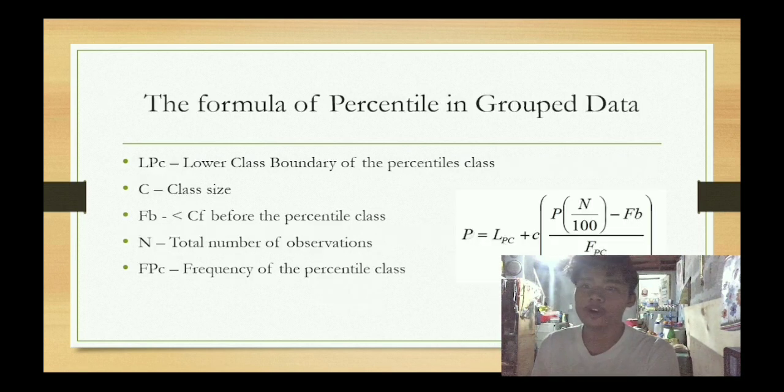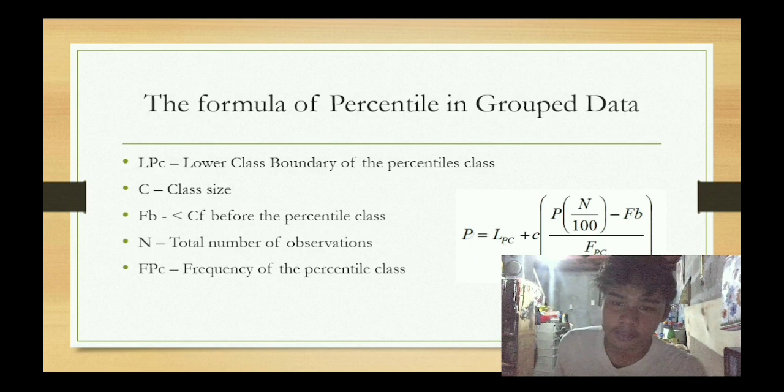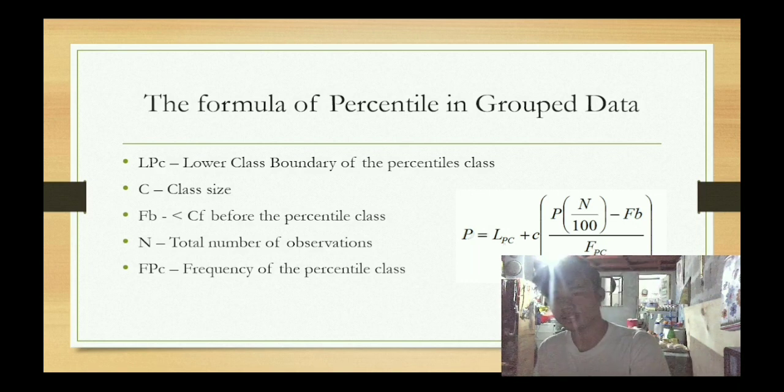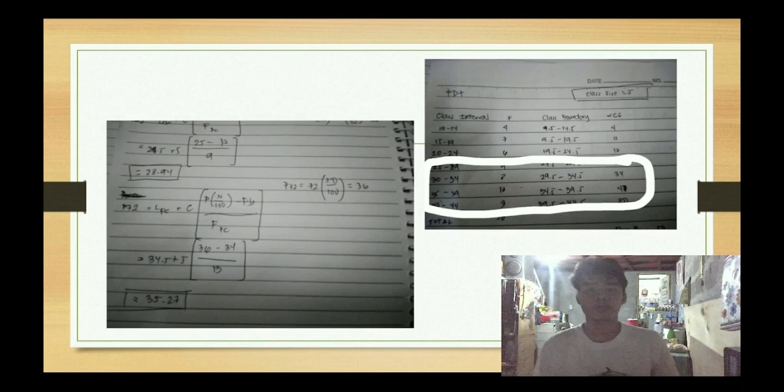Ayan, so ito po yung formula para sa grouped data. So, percentile na sa grouped data: lower class boundary, yung LPC, which means lower class boundary of the percentile class, plus the class size times the percentile class minus the cumulative frequency before the percentile class, over the frequency of the percentile class. So, ayan. First of all, kukunin muna natin yung percentile class. So, paano nga ulit makakuha yung quartile class? Kaya nga sinabi ko kahit pagbalik-balikin, ganun din po yung sagot niya.